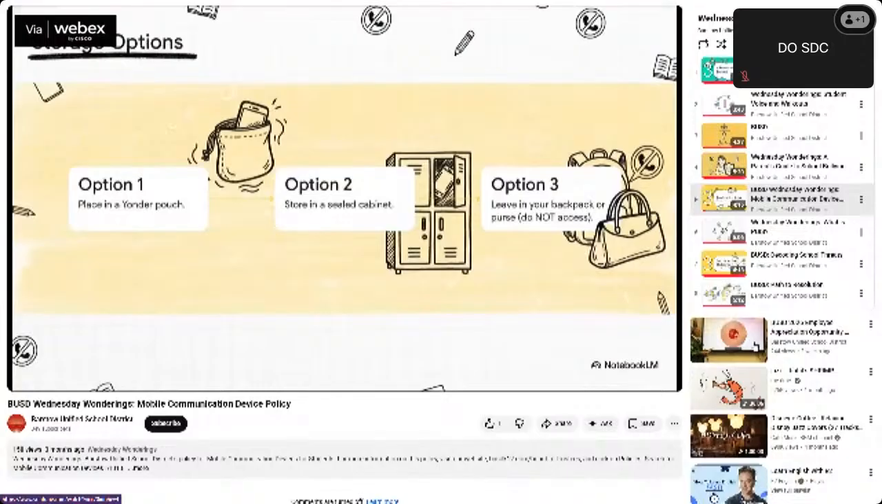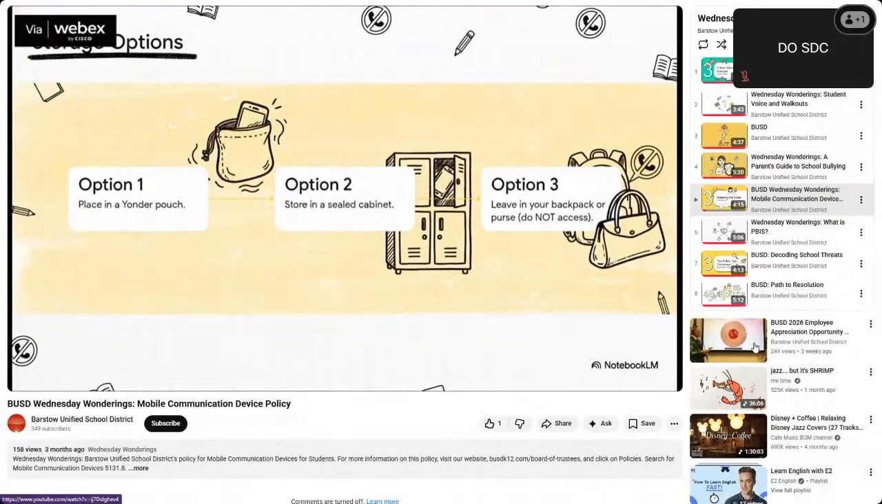So the district gives you three clear options for where to put your device. Some classrooms might use those Yondr pouches or have a special sealed cabinet. The third option, and probably the most common, is to just keep it in your backpack or purse. But, and this is the key detail, you cannot touch it or access it during class. It has to stay out of sight and hopefully out of mind.